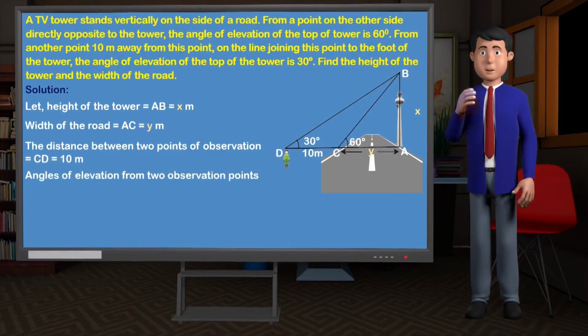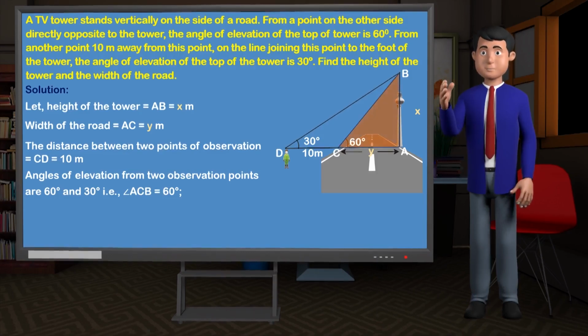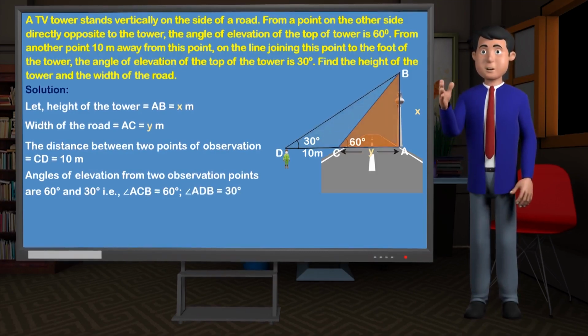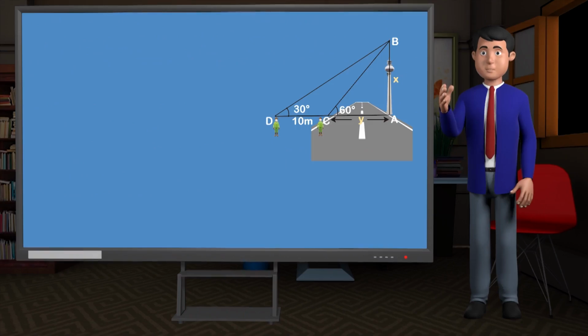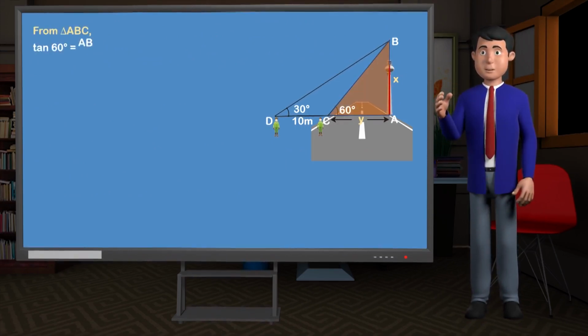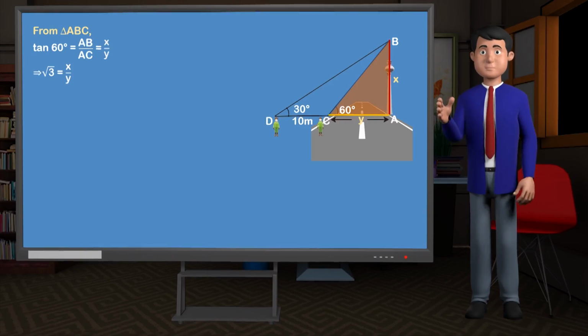Angles of elevation from the two observation points are 60 degrees and 30 degrees. That is, angle ACB is equal to 60 degrees and angle ADB is equal to 30 degrees. We know tan theta is equal to opposite side divided by adjacent side. So, from triangle ABC, tan 60 degrees is equal to AB by AC, that is equal to x by y. We know tan 60 is root 3, which implies root 3 is equal to x by y, which implies x is equal to y root 3. Consider this as equation 1.